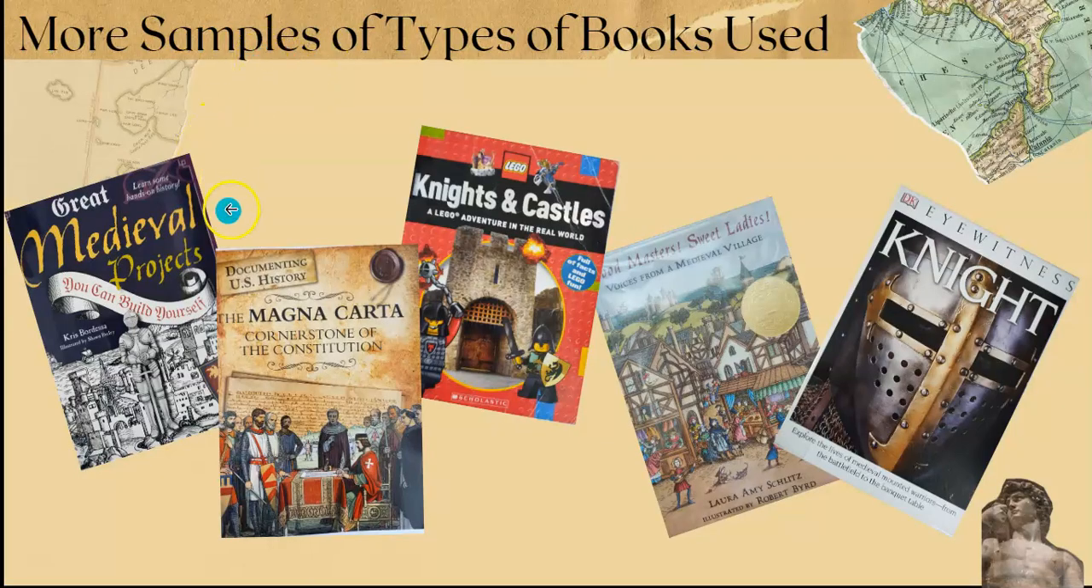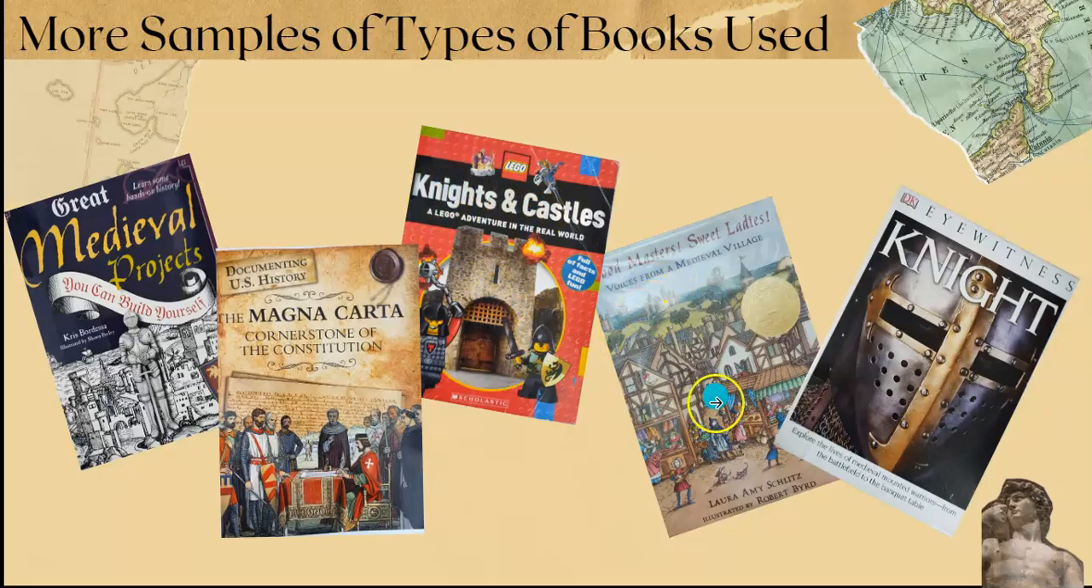Some more samples of books that you'd be able to find at the library would be even medieval projects. These are wonderful that you can build yourself. A book about Magna Carta doesn't have to be complex or boring. It can be a story about the Magna Carta and how it was formed. This one is great for those Lego builders, knights and castles.